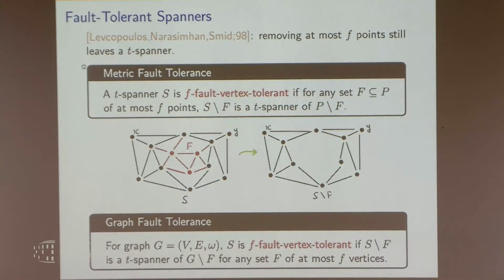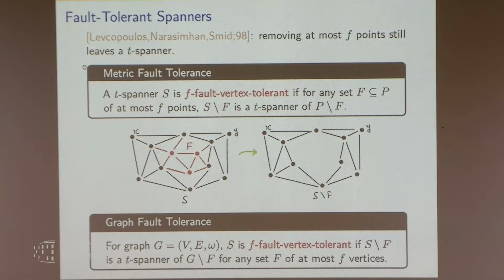Okay. So a metric spanner is f-fault vertex tolerant if for any set of points of size at most f, the remaining graph is still a t-spanner for the remaining points. And the graph fault tolerant spanner is defined more or less the same. These are the vertex definitions, but you can apply the notion of faults to edges as well.